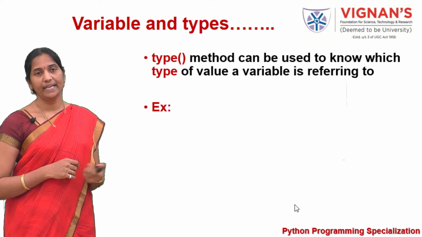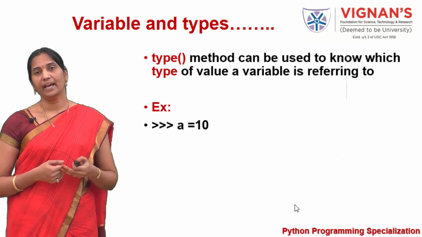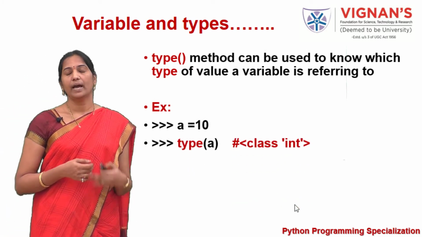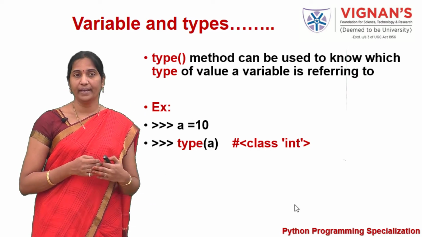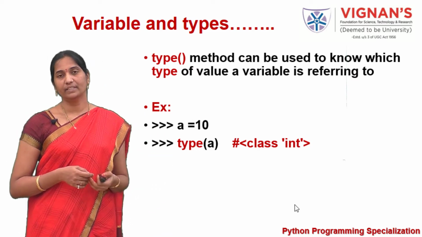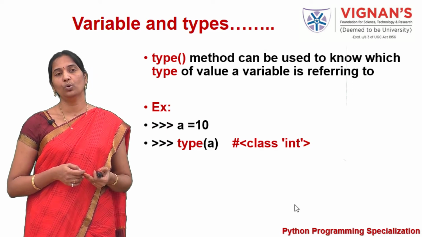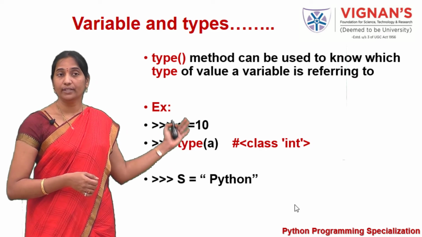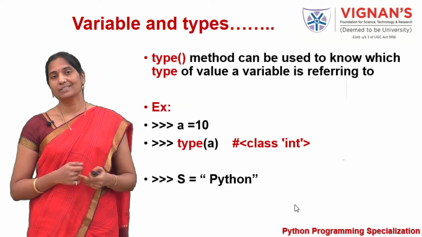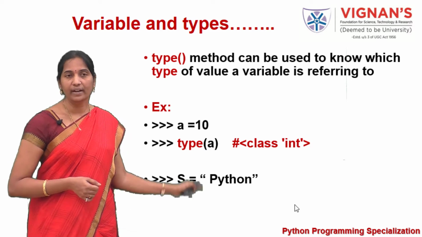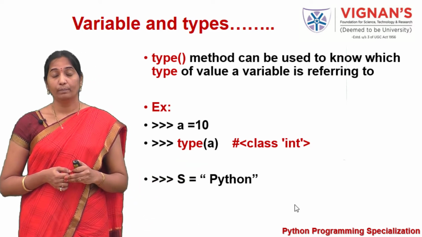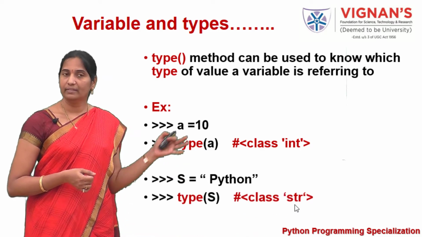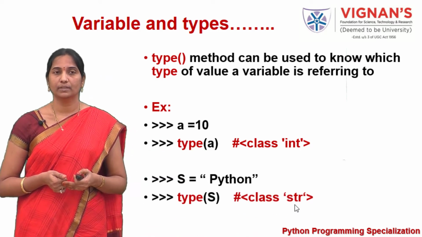Say, for example, a equal to 10. I have a variable a, and I want to know which type it belongs to. In a lengthy program, after certain statements, I may have forgotten the type of a and I want to know that. That can be done with the help of the type method, which allows you to know which type of object the variable is pointing to. Here a is pointing to an integer object, so its class is integer. Here s is a variable pointing to an object of type string, so its class is string, and you can get that using the type method.